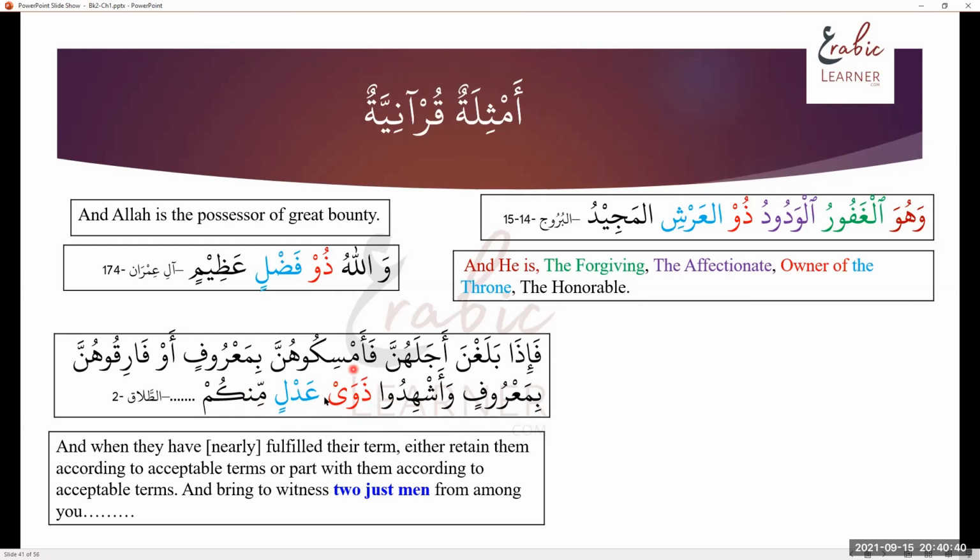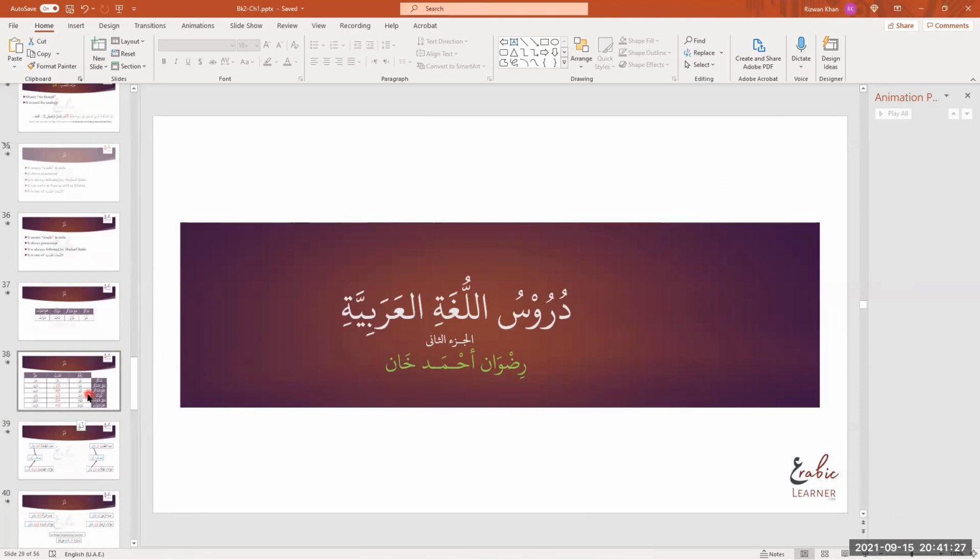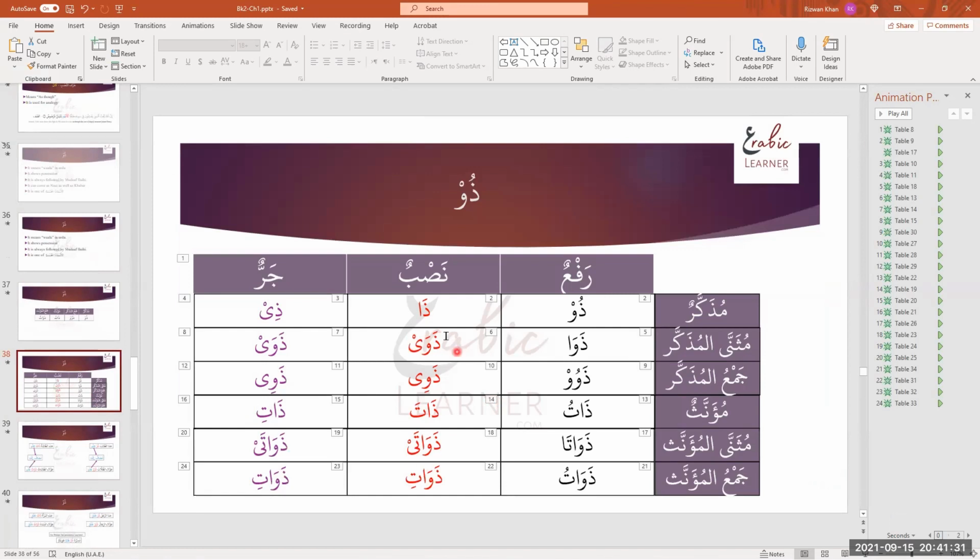Now, what is the status of this zawai? Is it rafa, nasab, or jar? Let me go back. Where is the zawai page? Here. Zawai is here. So either it is nasab or it is jar. No way it is rafa, because in the halat of rafa, it is zawa. So it is nasab or jar.